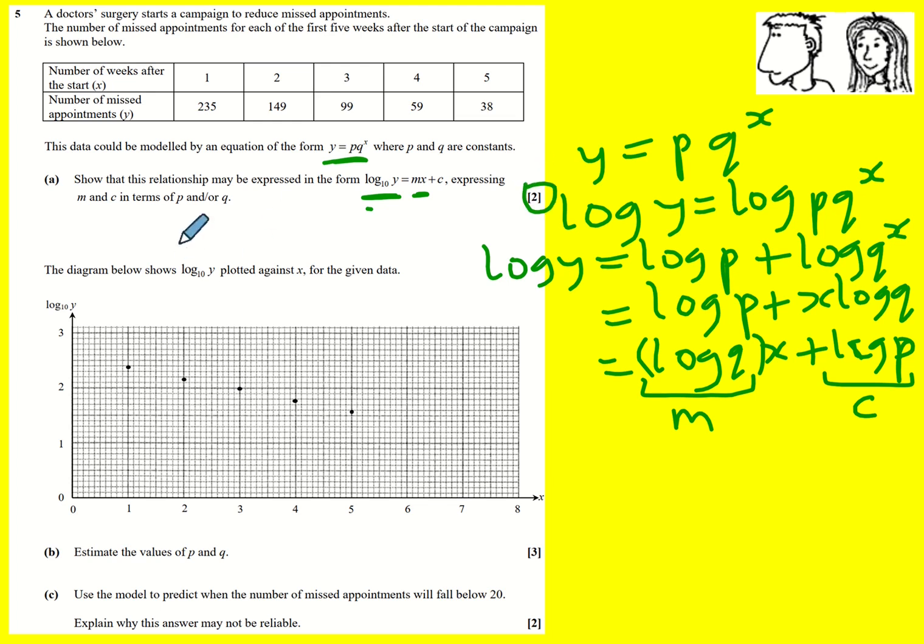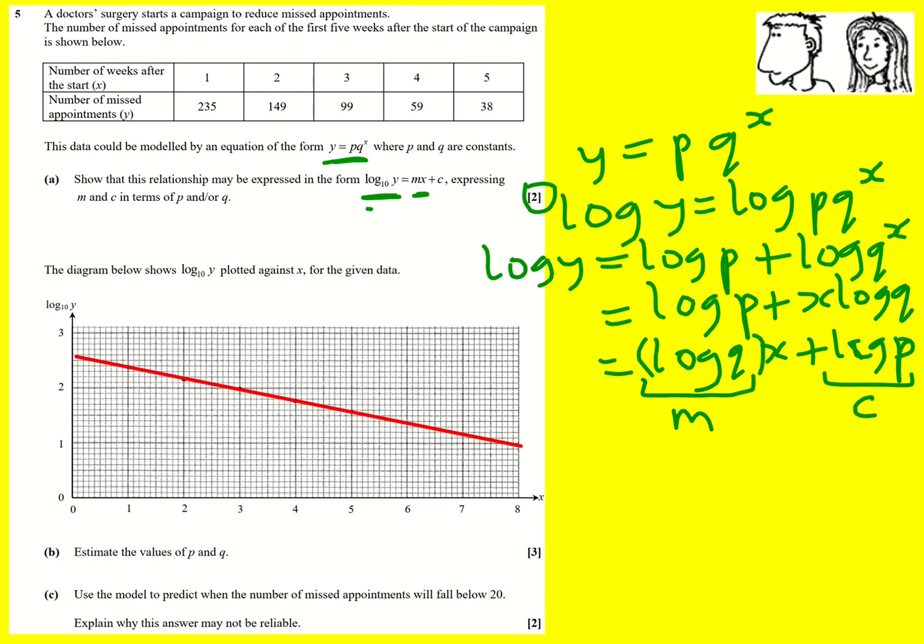Okay, so then they've actually done this plot for us. They found log y of this value and they plotted against the x, and they've got what looks pretty much like a straight line. Estimate the value of p and q. So it wants us to use this straight line equation. It wants us to find the intercept, and it wants us to find the gradient. So you're going to need to draw a line of best fit through these points. That is pretty good, I'd say.